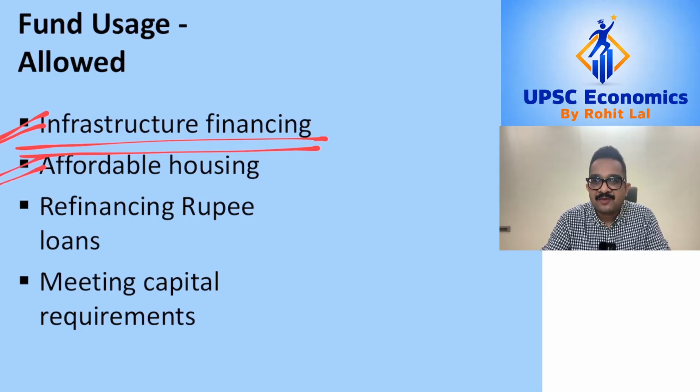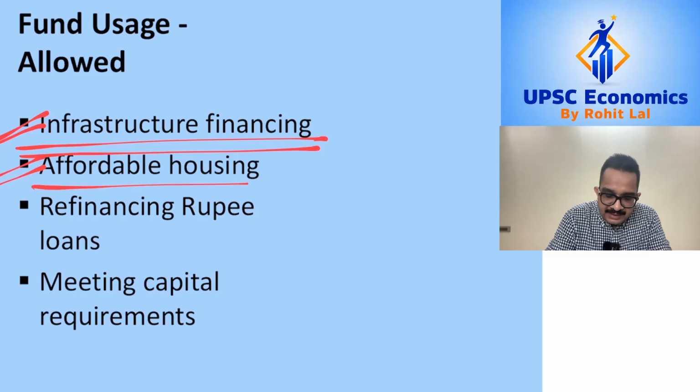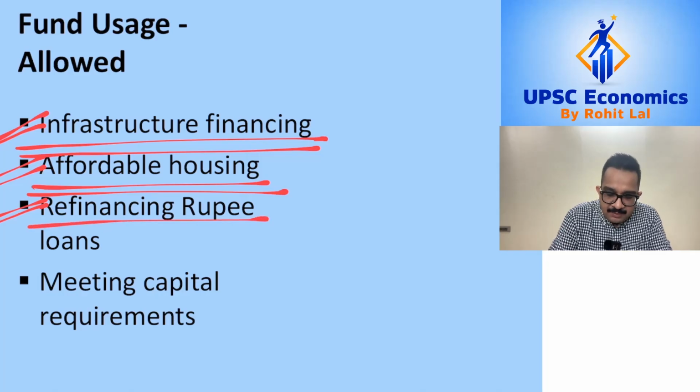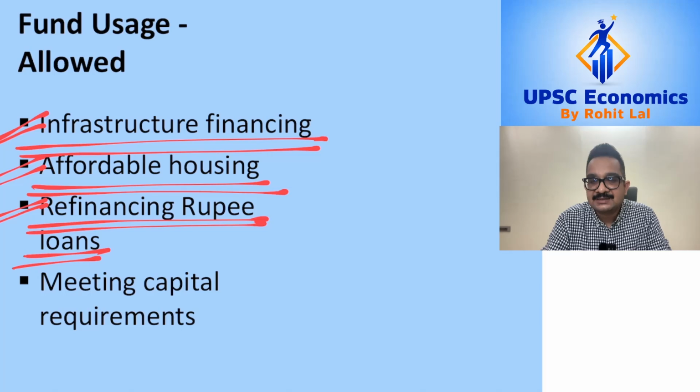Similarly, you could have these bonds being issued to meet social objectives such as affordable housing. Similarly, you could have, let's say, a company borrowing via masala bonds to refinance its existing rupee loan. So let's say a company borrowed in India at a higher interest rate, and it could borrow via these masala bonds at a lower interest rate so as to pay back the earlier loan. So they can be used to refinance the existing rupee loans as well.